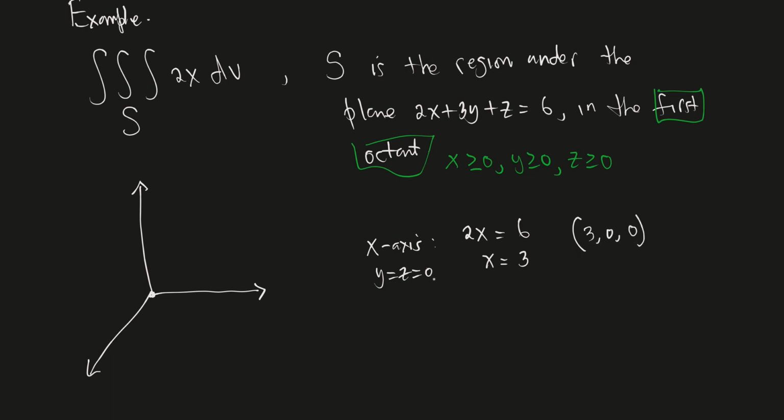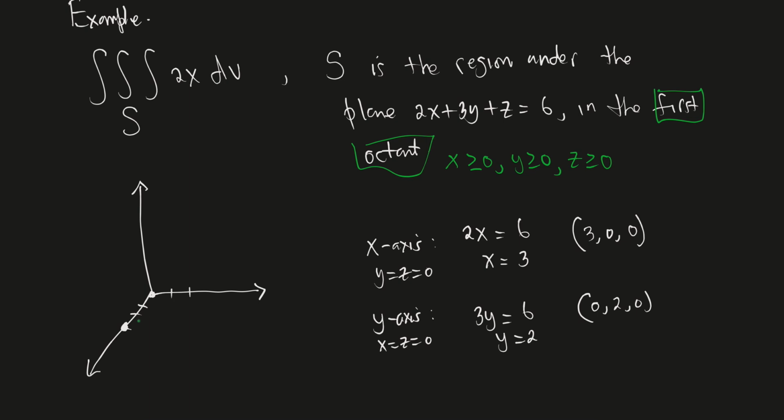So I'm just going to plot that point right here. So 1, 2, 3, so right there. All right, and then we do this for each of the other axes. So let's do our y-axis. What do we know about the y-axis? We know that x and z are 0. So plug those in, and we're left with 3y equals 6, so y equals 2. So here is the y-intercept of this plane. So 1, 2, so it's right there.